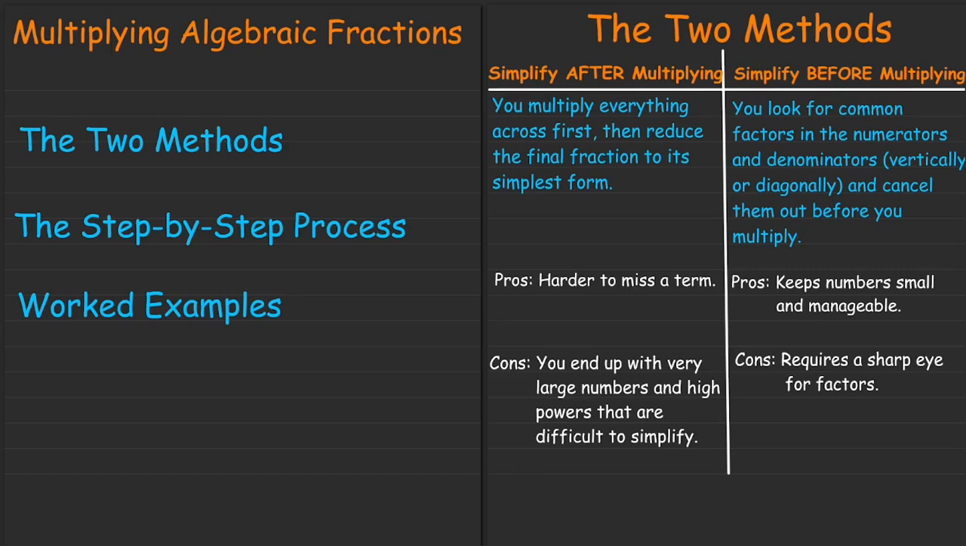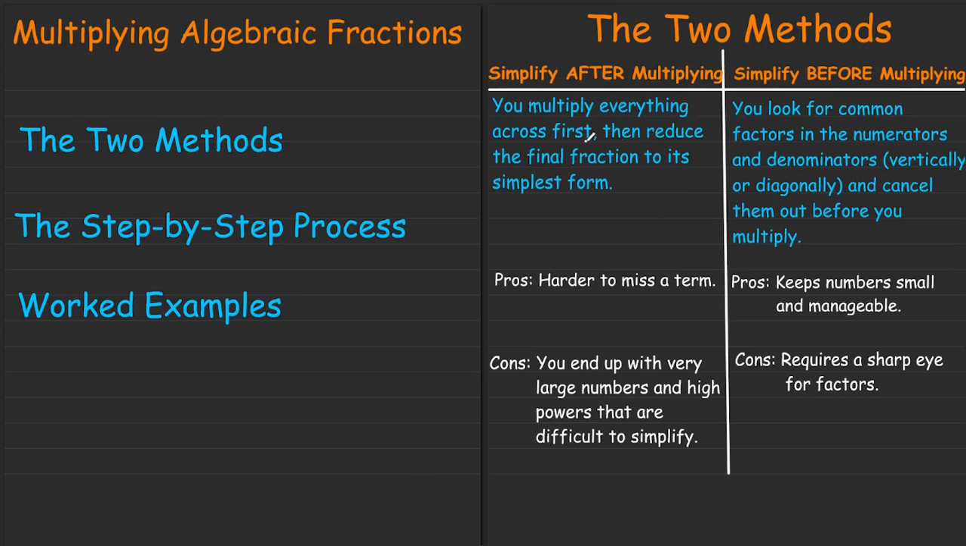We'll first of all consider the two methods, and then you decide which you would be comfortable using. The table you see on your screen summarizes the two methods. The first one says you simplify after multiplying. The second one, you simplify before multiplying.